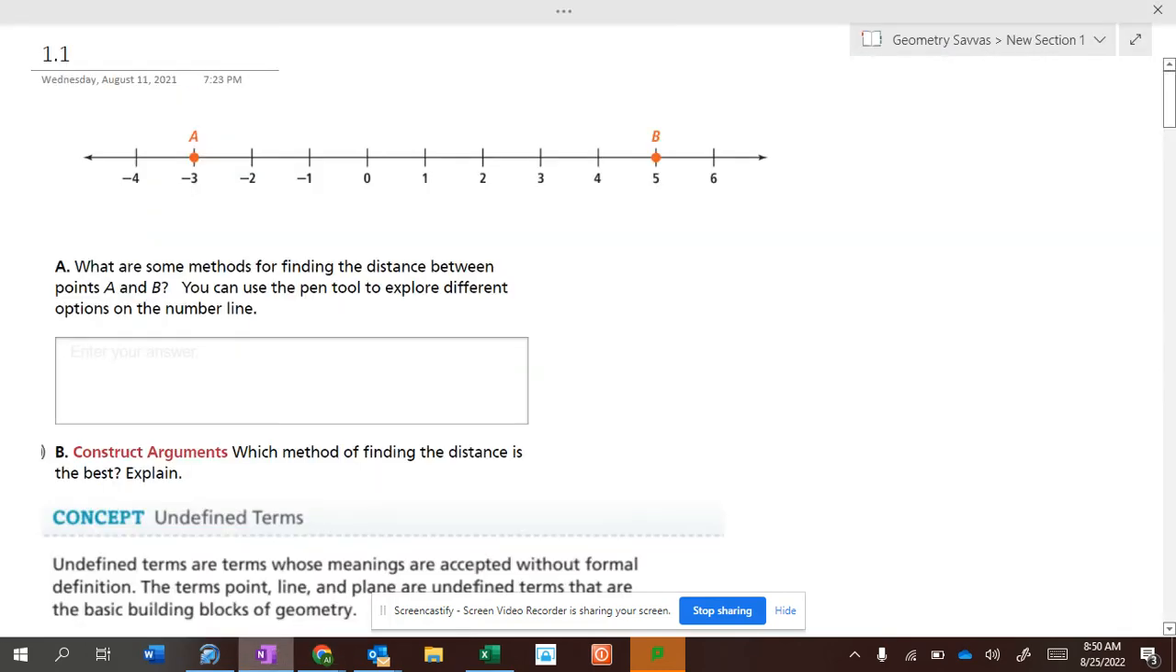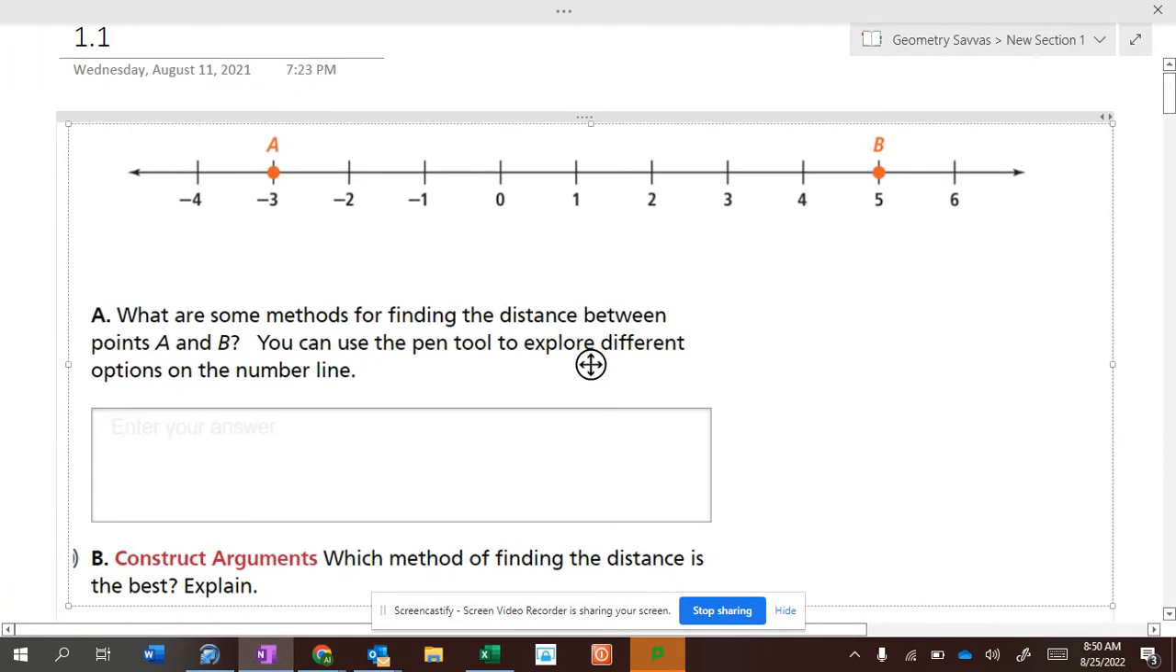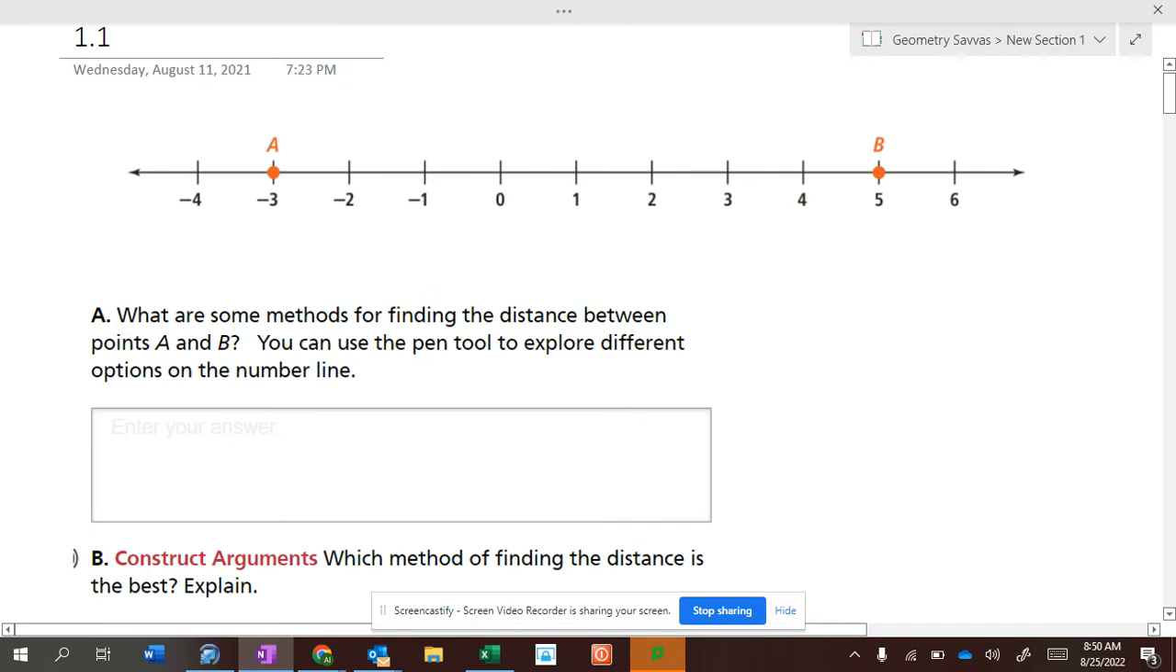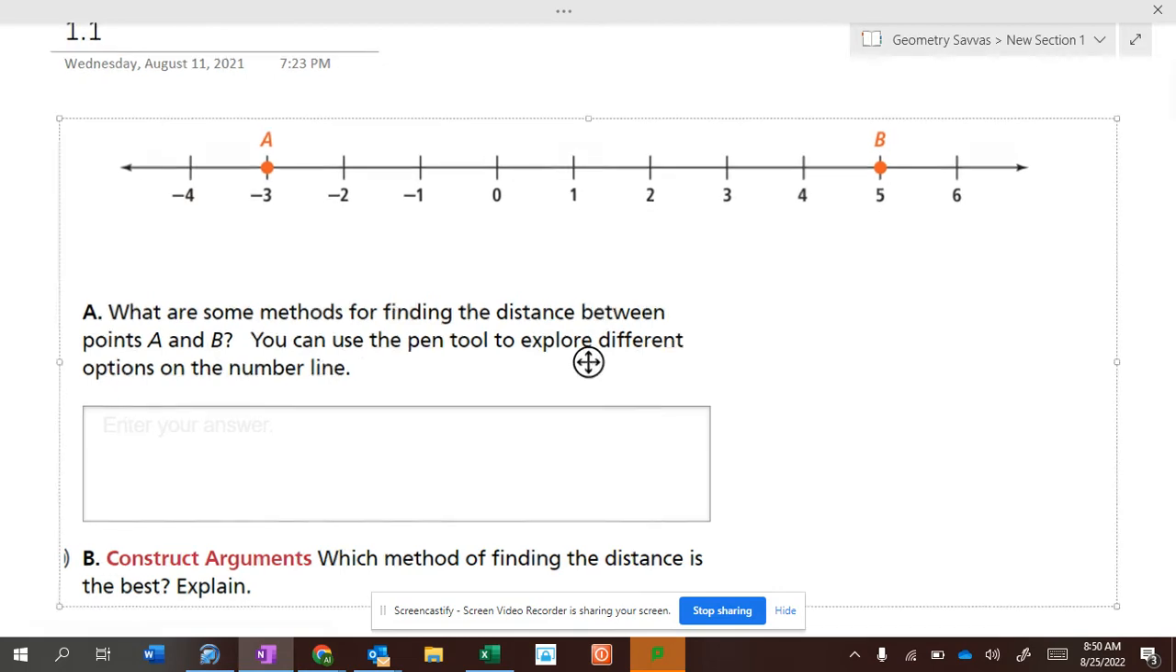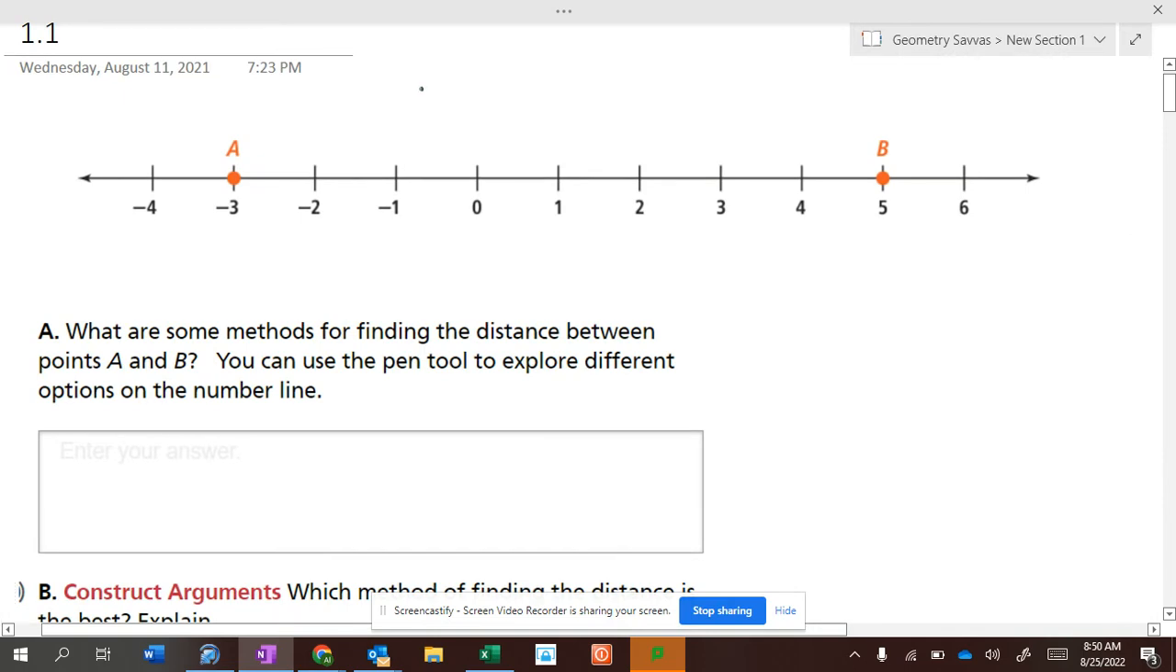Okay, so basics of geometry. How would I figure out how far it is from A to B? What's one way of doing it? What's one very basic way of finding how far it is from A to B? Braden. Counting the numbers. So I just count on over. 1, 2, 3, 4, 5, 6, 7, 8. The distance from A to B equals 8.